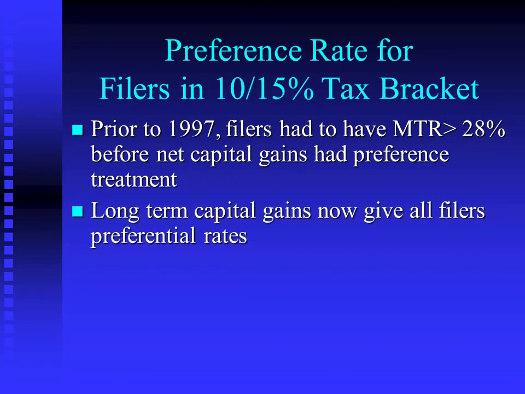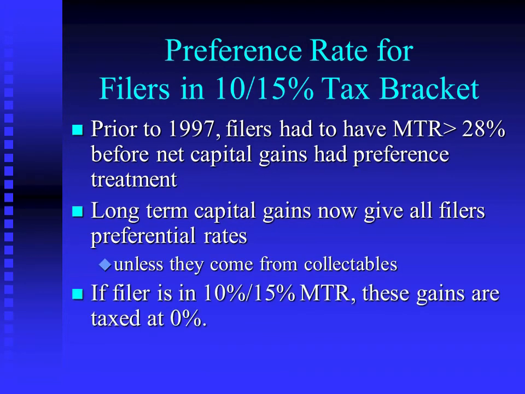So long-term capital gains, the short story is if you have the right kind of long-term capital gains, defined as not collectibles, not real estate portions, all filers will have a preferential rate. So remember, the collectibles don't count. The 25% on real estate doesn't count. If you're in the 10 or 15% marginal tax rate, gains are taxed at 0%, just like the qualified dividends work.